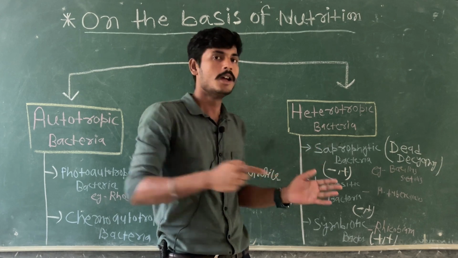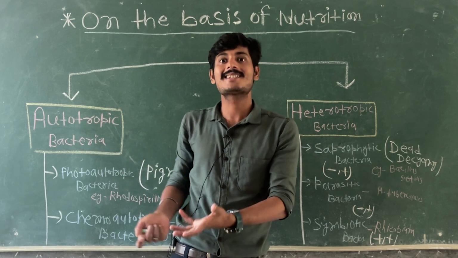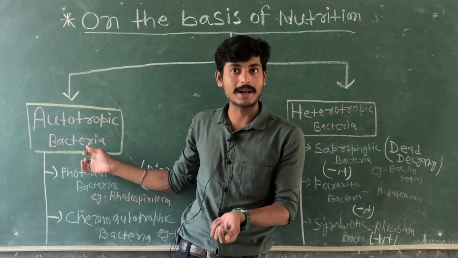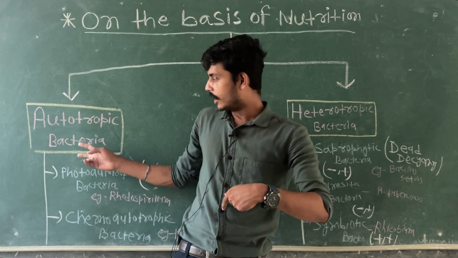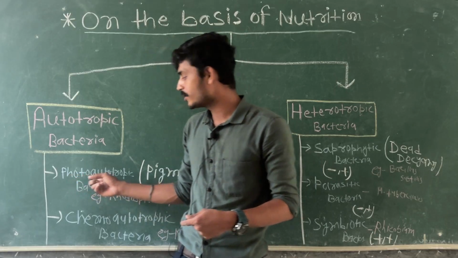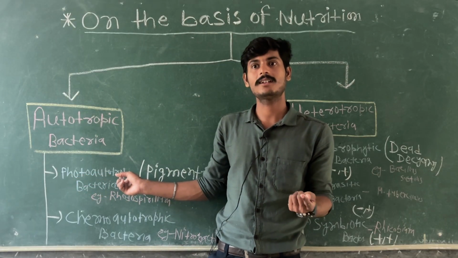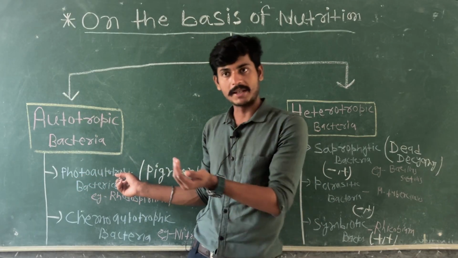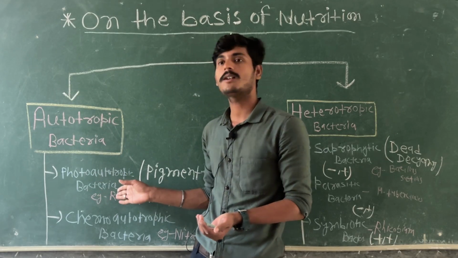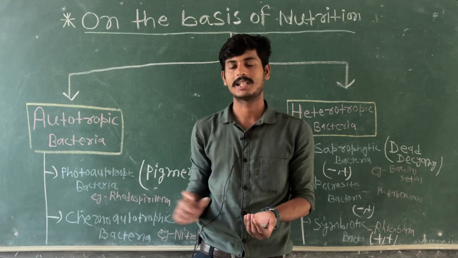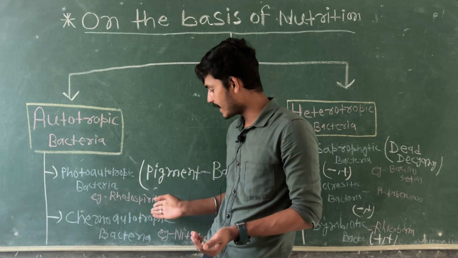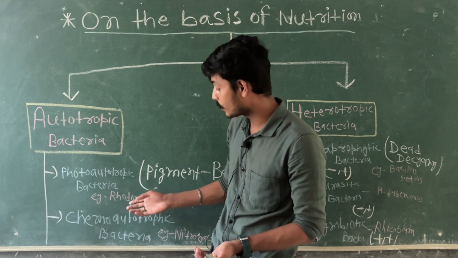Fine. As the name suggests, autotrophic means self. So these bacteria are going to synthesize their food by their own self. So under this, there are two types. One where they are using the light energy for making the food. So light energy making the food type of bacteria, we call it phototrophic bacteria. Like the plants. One of the examples is Rhodospirillum.